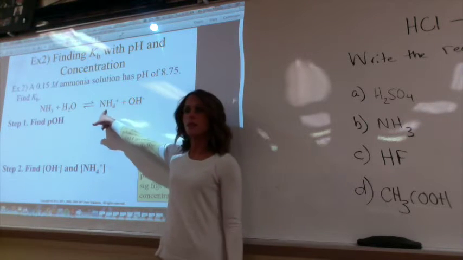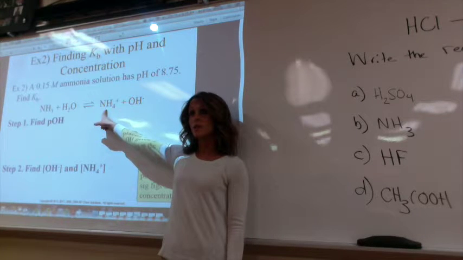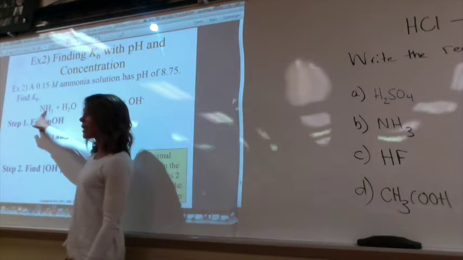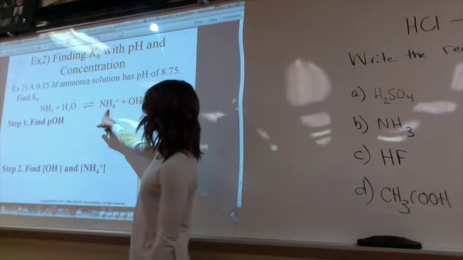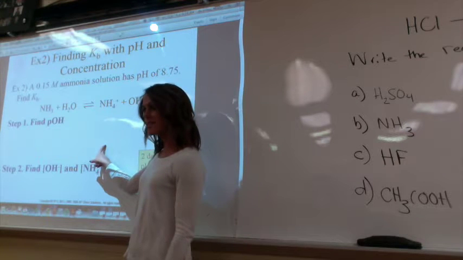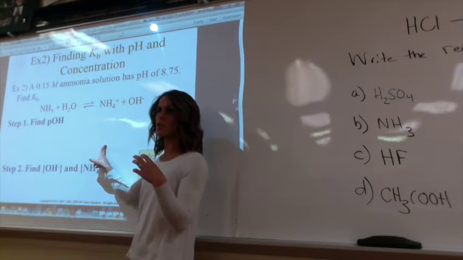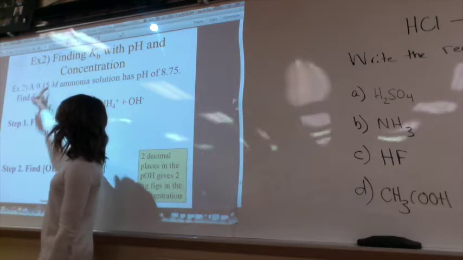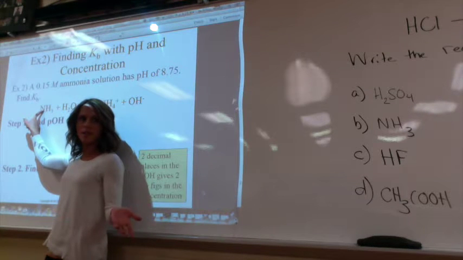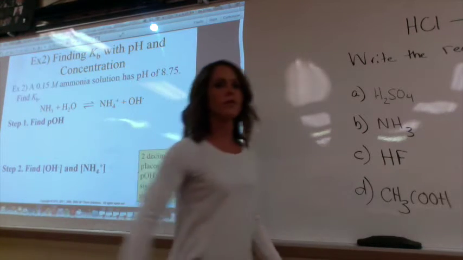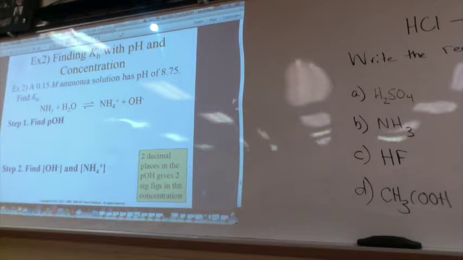What about this? Think about all your ICE charts that you've been making. This would have been 0.15 minus x, 0.15 minus x. This would have been 0, 0, plus x, x, x. So if you know what x is, then this is going to be x, right? So think about how you would set up your ICE chart. You're essentially just going to find OH concentration from here, which will be the same as this. Because it's a weak base, the concentration of this is not going to change much because the amount that does change is negligible. And then just solve numerator divided by denominator to find it. So step one, find your POH. So 14 minus 8.75 gives me 5.25.